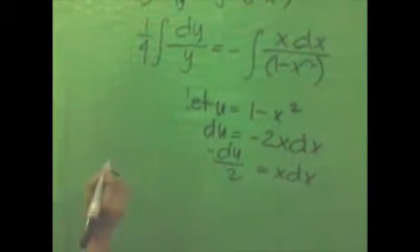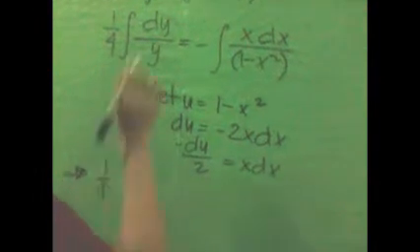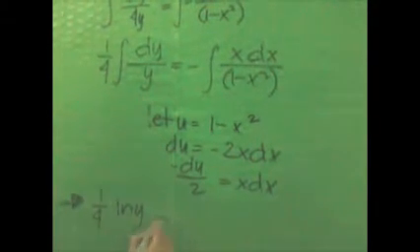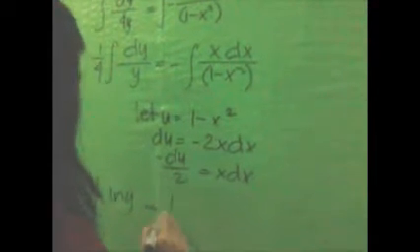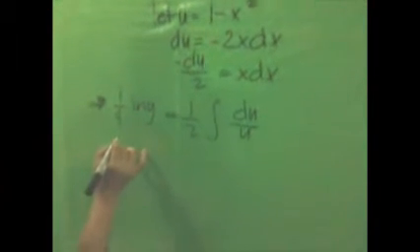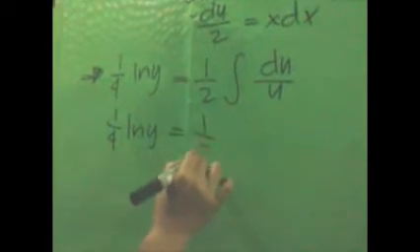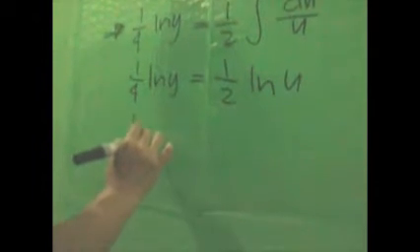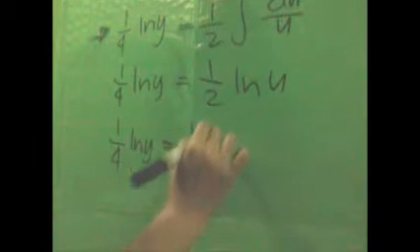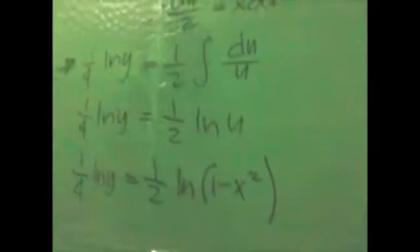Substituting these values, we get 1/4 the integral of dy over y is equal to ln y, and 1/2 integral of du over u. 1/4 ln y is equal to 1/2 the integral of du over u, which is ln u. 1/4 ln y is equal to 1/2 ln, substituting the value of u, which is 1 - x^2.